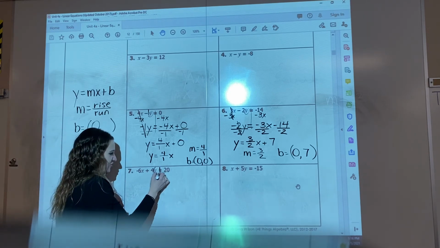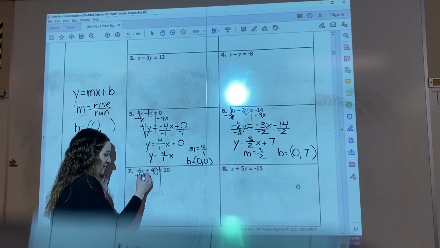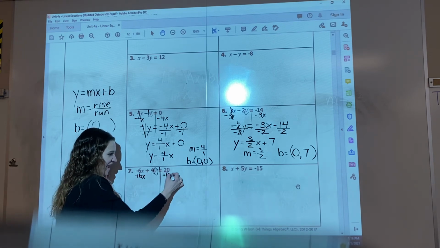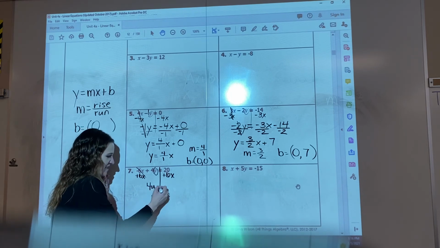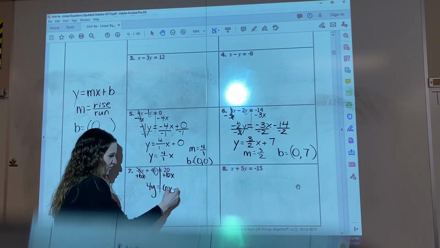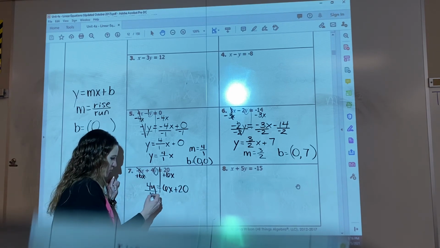Draw your line, circle your y. Let's get rid of that x term. I'm going to need to add it because it's a negative this time, so I'm going to add 6x over here. It goes away. 4y equals, gotta write that 6x first, plus 20. Excellent. Next, I need to divide by 4.